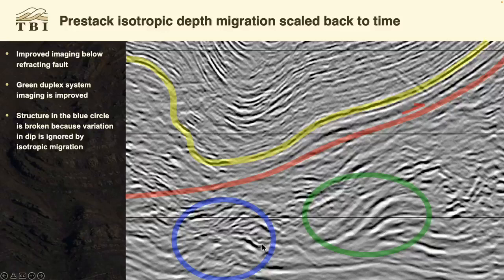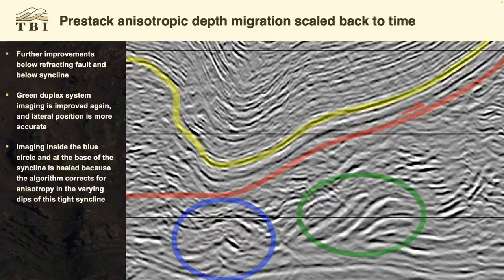It's tricky to image underneath the syncline because we've got the velocities varying with direction. So when we do the anisotropic depth migration, we incorporate the dipping anisotropy into our velocity model, into our structural model for depth imaging. Then we can see we've resolved the anticlinal feature in the blue, and we've got a much cleaner look to the duplex system in the green.